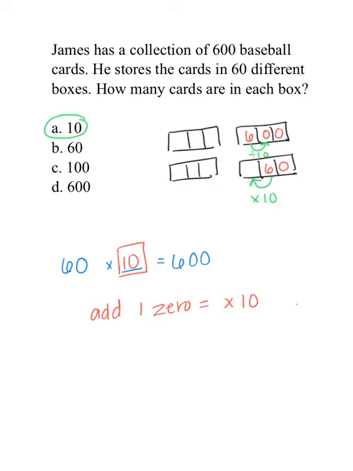If I had added 2 zeros to get from 60 to 600, I would have been multiplying by 100. If I had added 3 zeros, I would have been multiplying by 1,000.